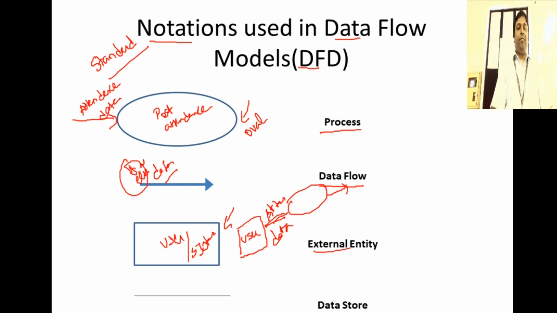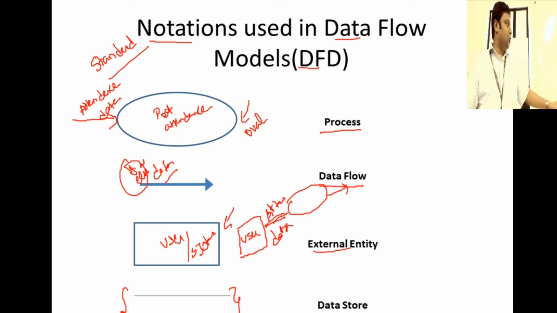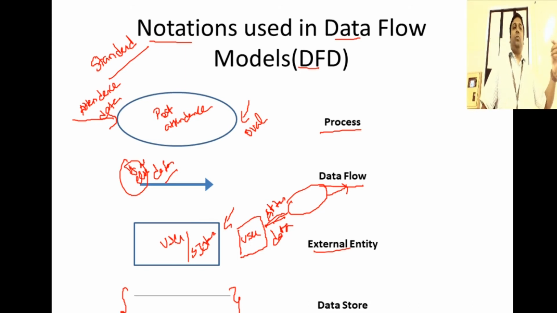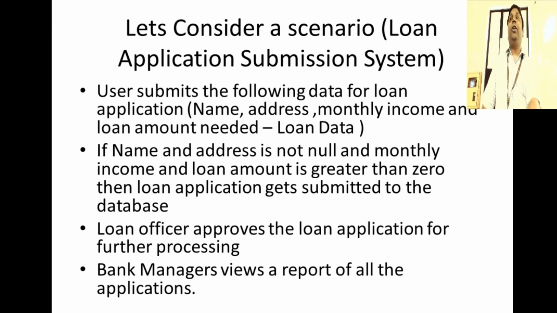The last thing that you're seeing here on the screen is nothing but the data store. Data store here represents maybe a file or a database table that you're going to use to store the data given by the user. If you're storing your data internally in your system, you use this data store for representing that. So these are the notations, and now we'll take up a scenario.